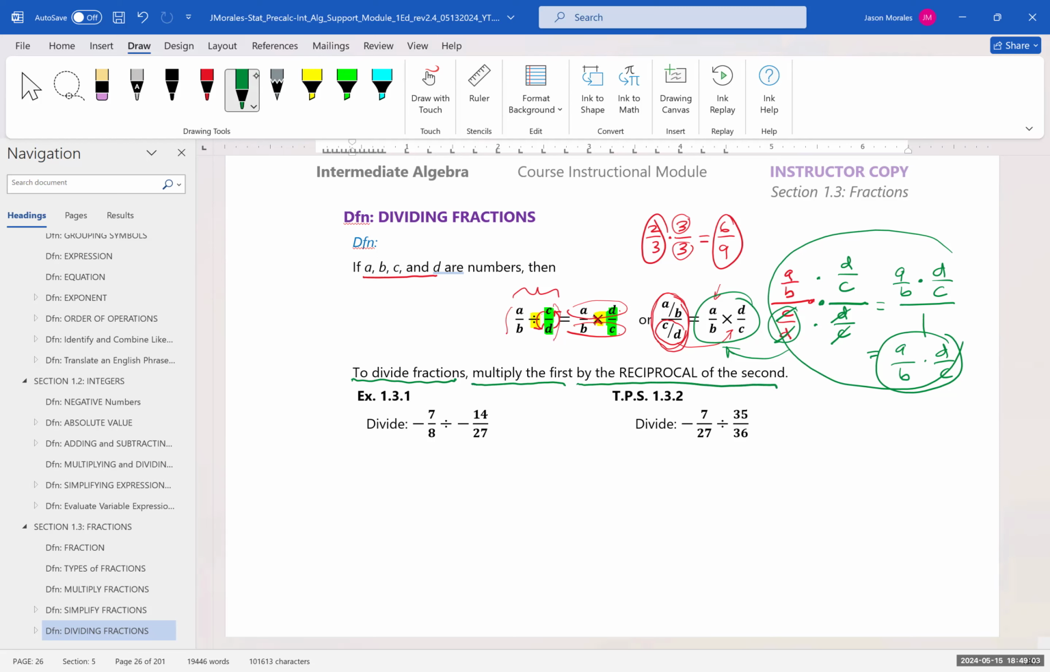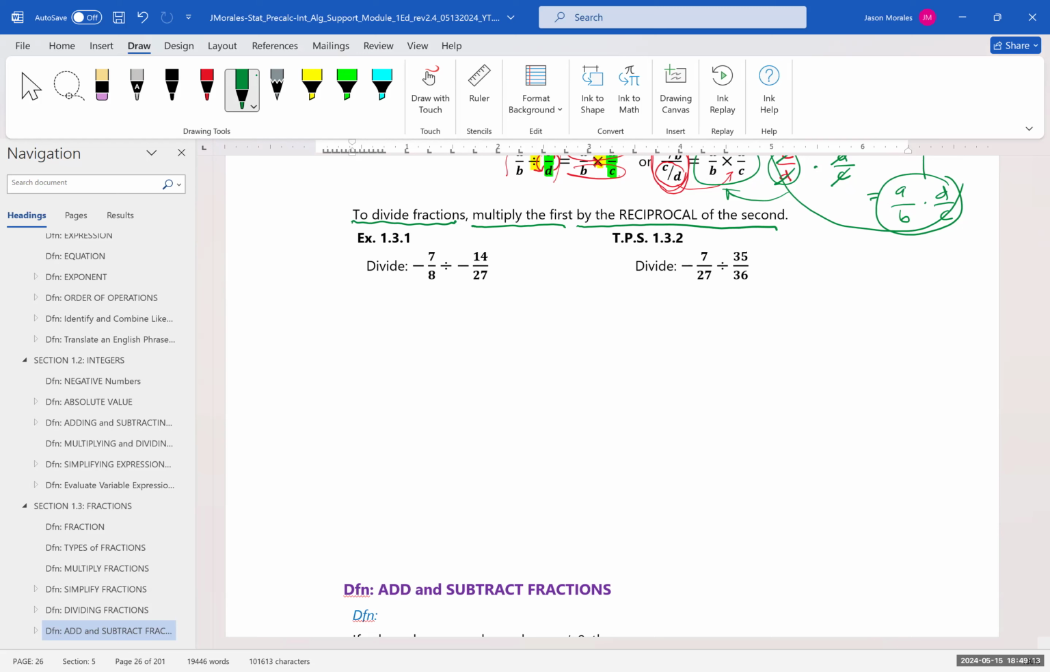In this example, we have -7/8 divided by -14 over 27. So we have -7/8 divided by -14 over 27. And what we can do is take the reciprocal of this second fraction, and that would be -27 over 14, and it turns this division into multiplication.